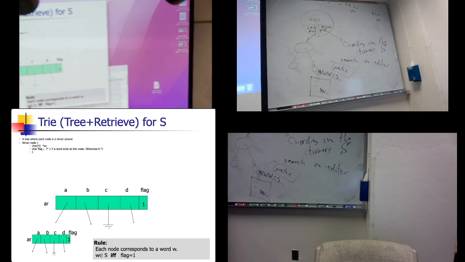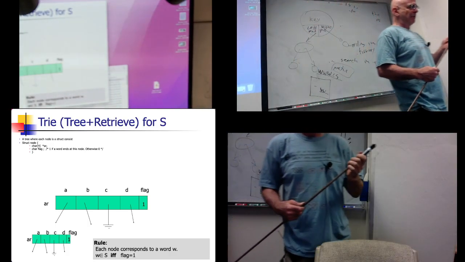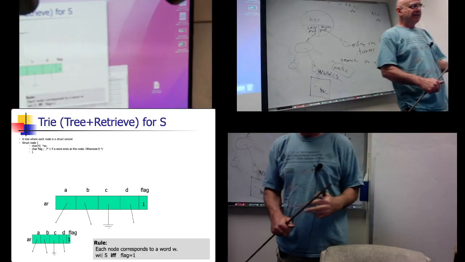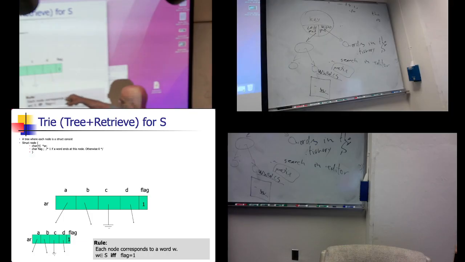If the word that it corresponds to is in S, then the flag will be true. If the word that this node corresponds to is not in S, then this flag will be false, 0. Doesn't make much sense now, but it will make sense in a second when we see an example. One example will make everything clear. And trust me on it, I taught thousands and thousands of students about tries, and they all understand.